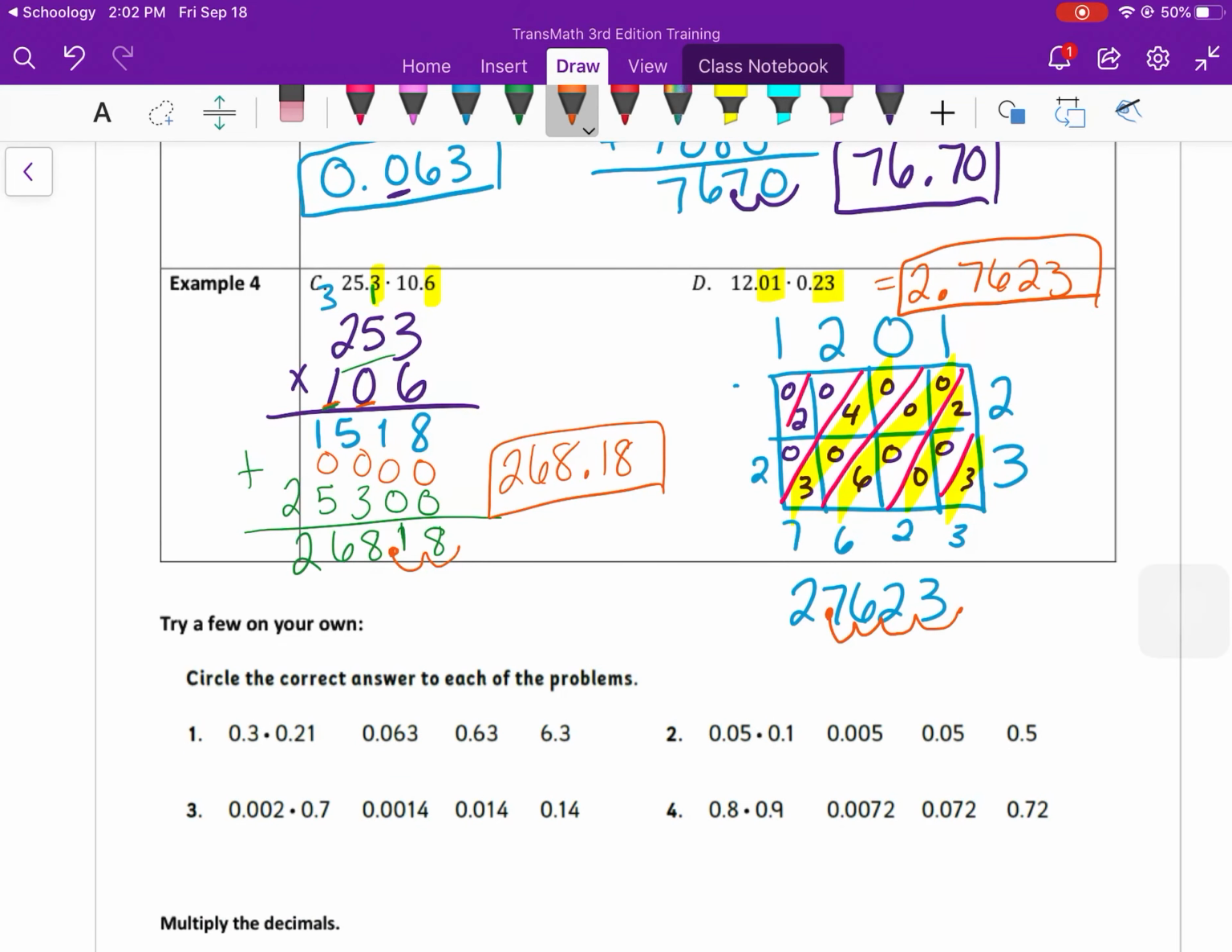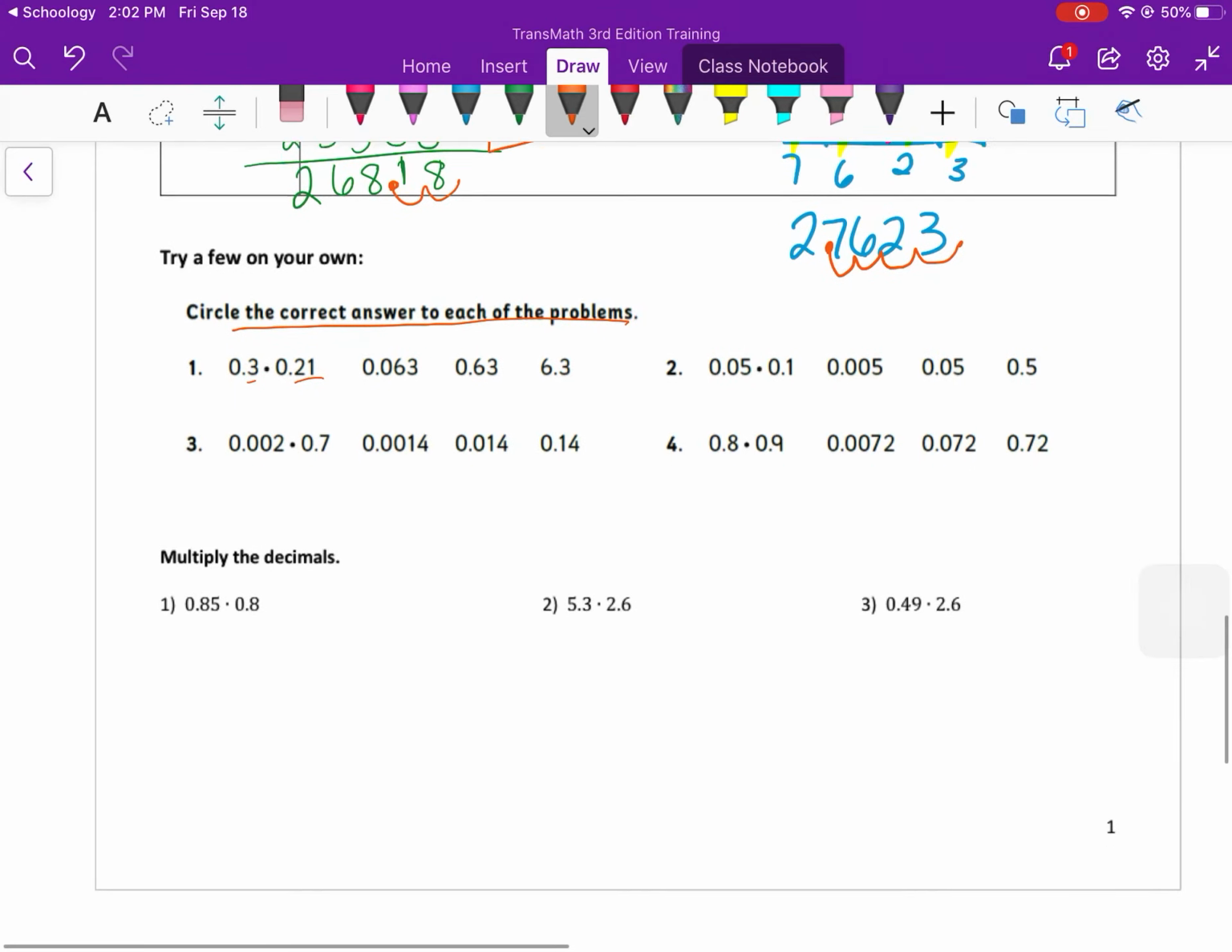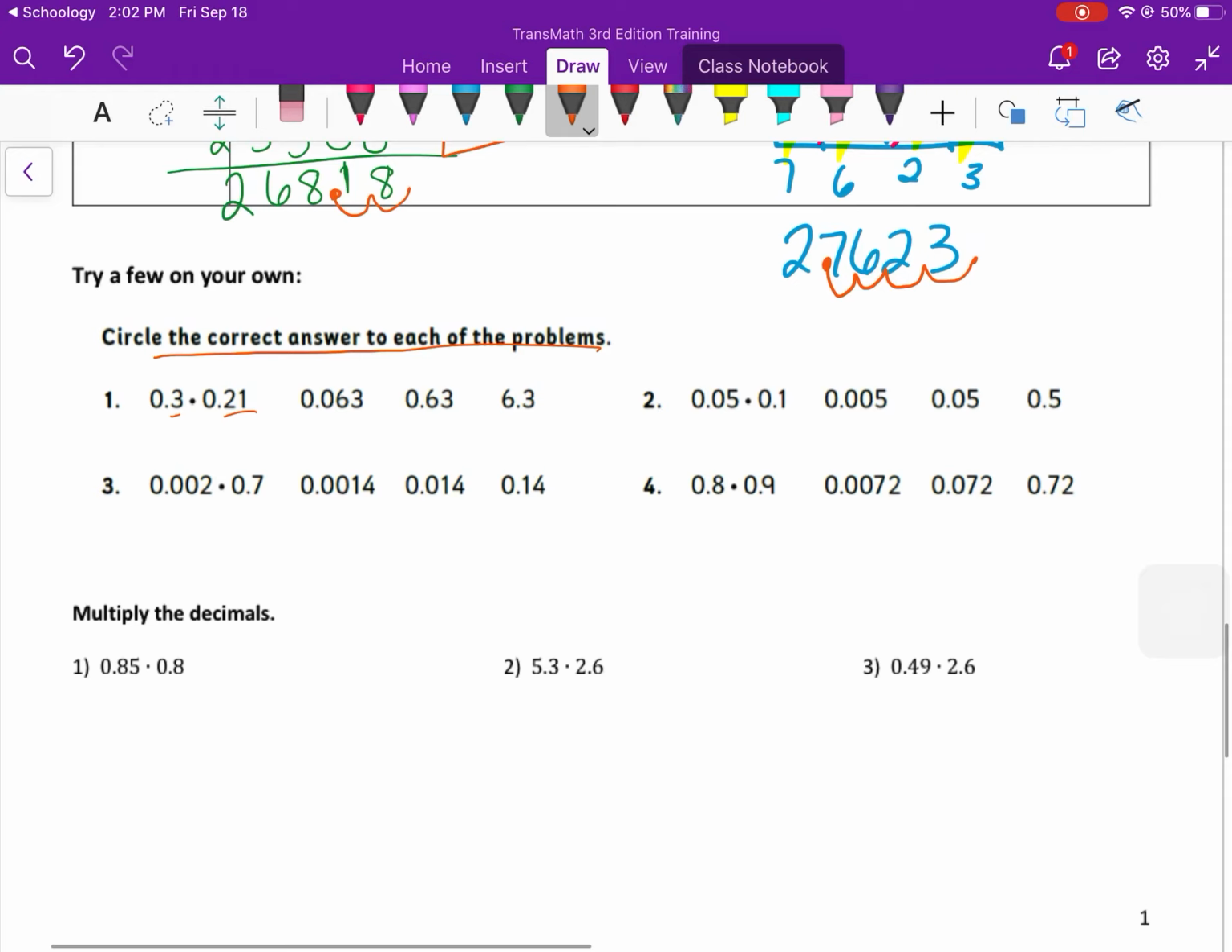Okay, try a few on your own now. So for the first ones, you're just circling the correct answer. So based on counting the number of decimals, make sure that the answer has the same number of decimals. And then there's 3 multiplying decimals for you to try, and I would encourage you to, after you show all your work and try it, double check your answer with the calculator.